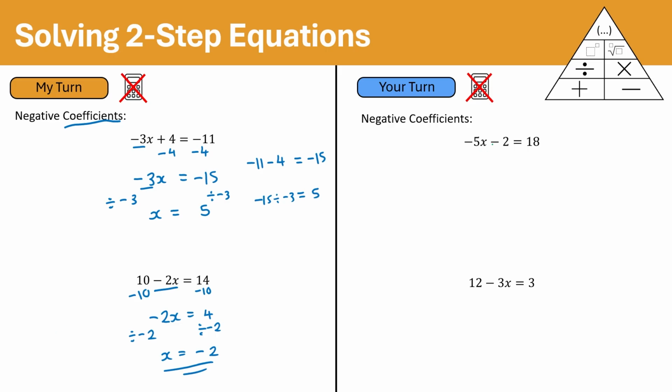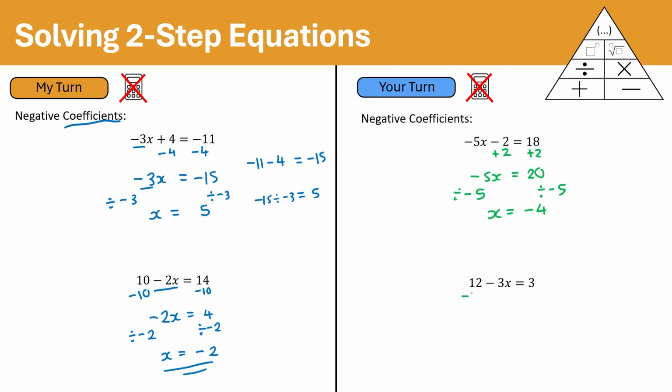Okay, so I've got negative 5x subtract 2 is equal to 18. Let's add 2 to both sides. On the left-hand side, I'm left with negative 5x. On the right-hand side, that gives me 20. I'll then divide both sides by negative 5. On the left-hand side, that gives me x. And on the right-hand side, 20 divided by negative 5 is negative 4.